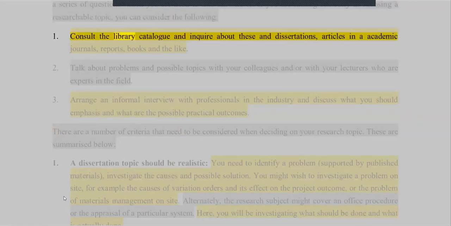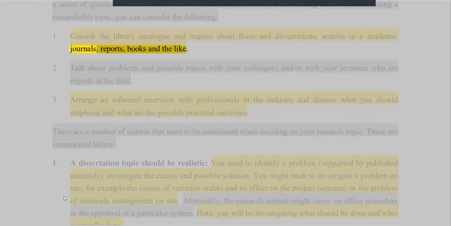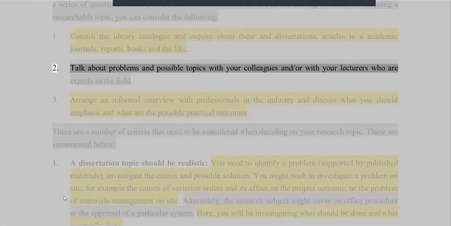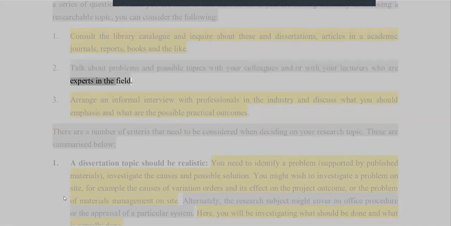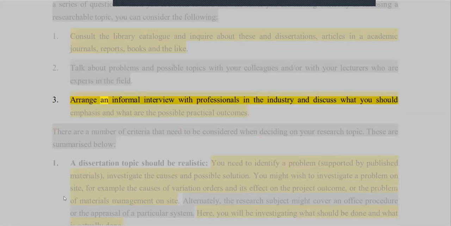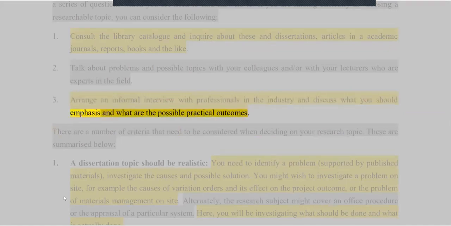1. Consult the library catalog and inquire about theses and dissertations, articles in academic journals, reports, books, and the like. 2. Talk about problems and possible topics with your colleagues and/or with your lecturers who are experts in the field. 3. Arrange an informal interview with professionals in the industry and discuss what you should emphasize and what the possible practical outcomes are.